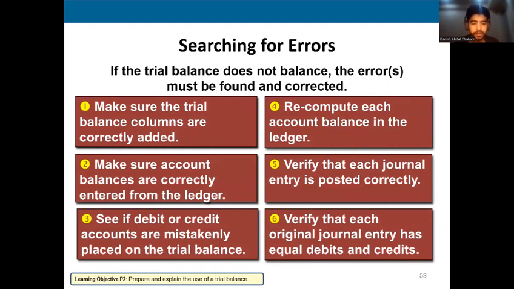See if debit or credit accounts are mistakenly placed on the trial balance. Recompute each account balance in the ledger. Verify that each general ledger entry is posted correctly. Verify that each original journal entry has equal debit and credit amounts. If you find that every entry's debit and credit is equal, then your debit balance should also be equal to credit balance.